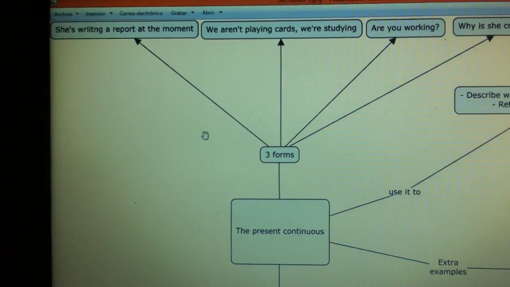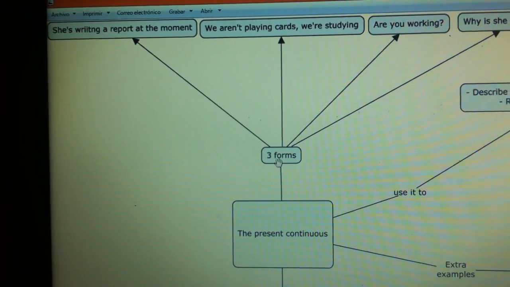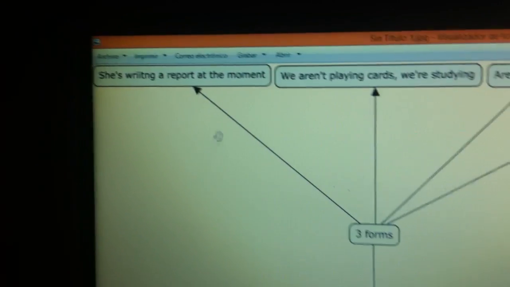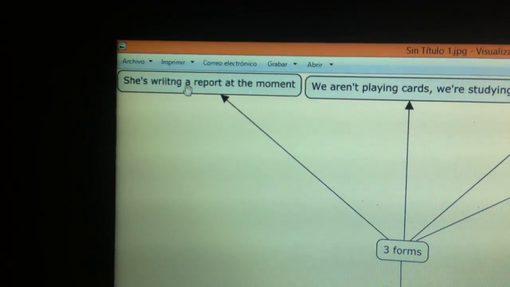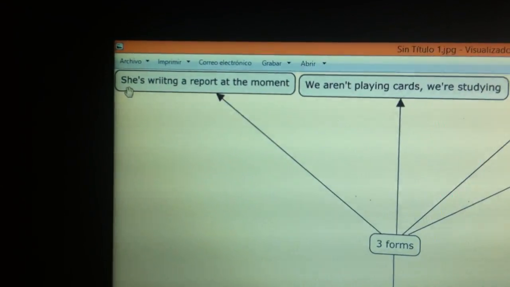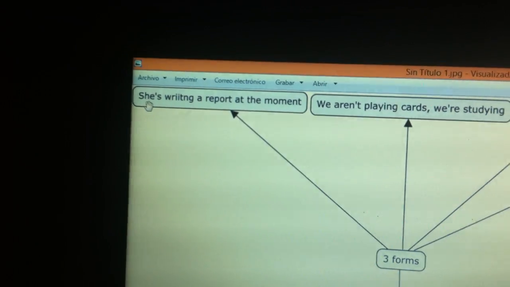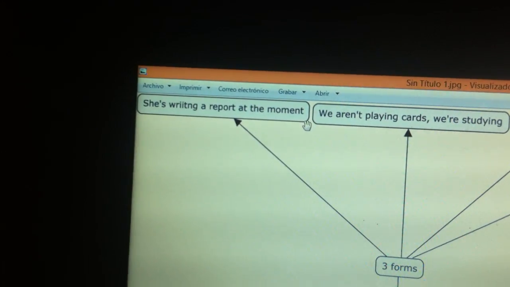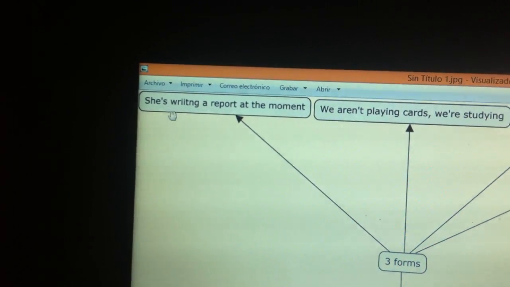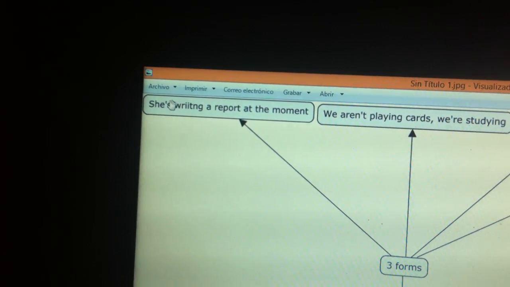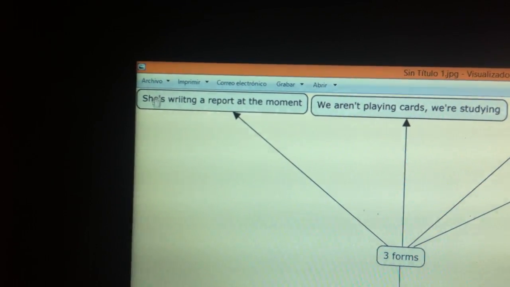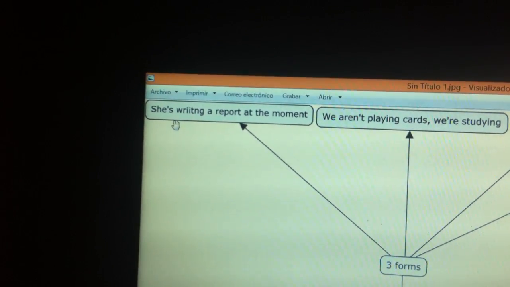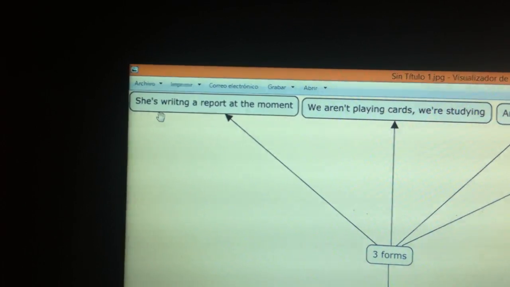an image. Okay, so first of all, we're going to look at the three forms that we have in the present continuous. The first one that we have is the affirmative form. In the affirmative form, we're going to use the verb to be. We have an example here, which is she's writing a report at the moment. As you can see, we have to use the verb to be. Remember that the three forms that we have of the verb to be are am, is, and are. Each of them depends on the subject that you are using.